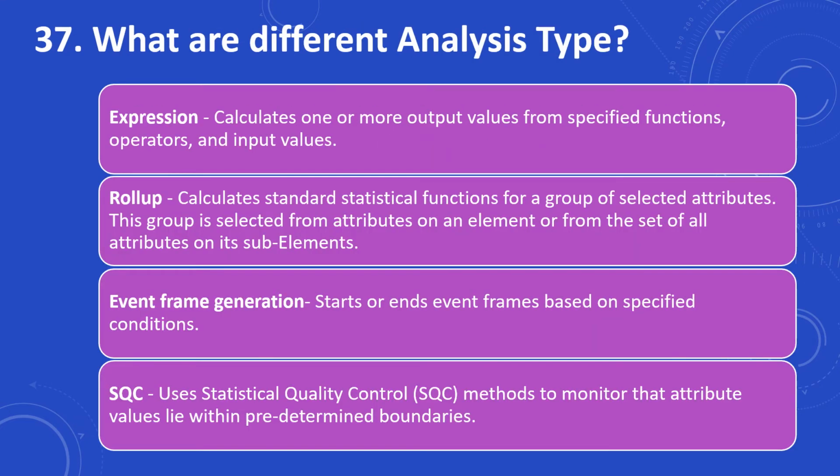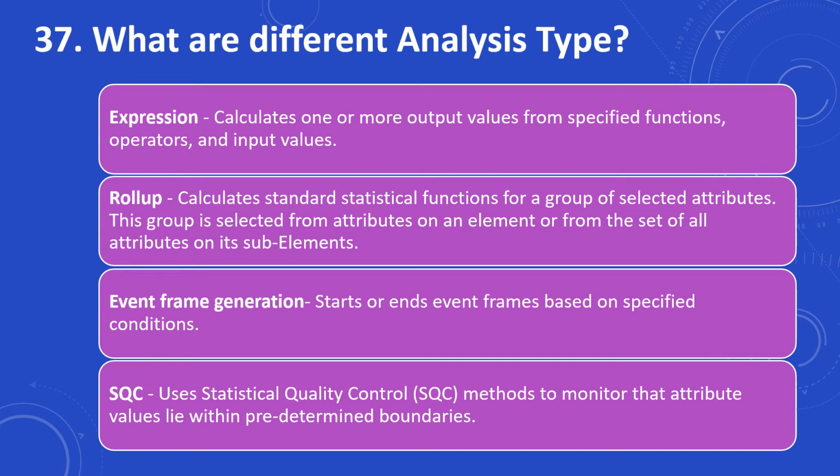What are the different analysis types? So we have different analysis types in AF. They are expression, rollup, event frame generation, and SQC. In expression, it calculates one or more output values from specified functions, operators, and input values.